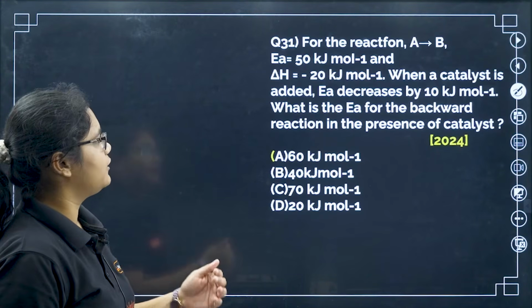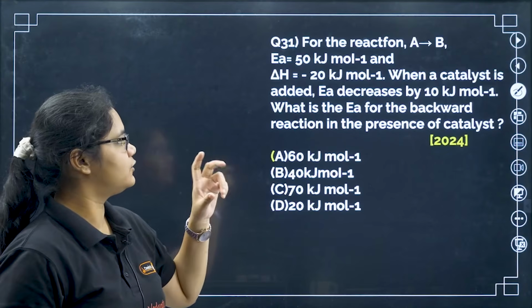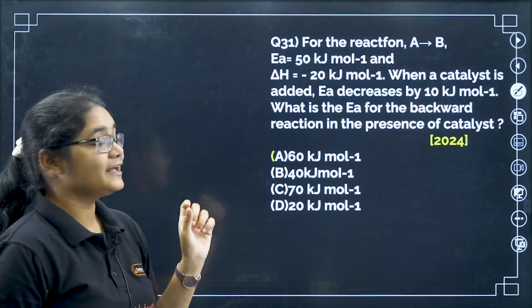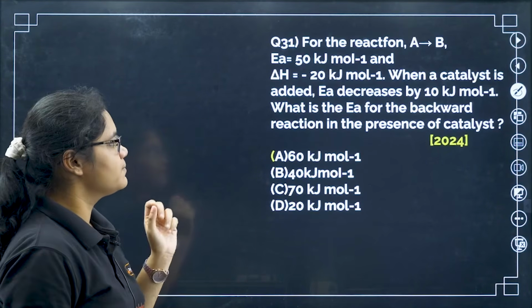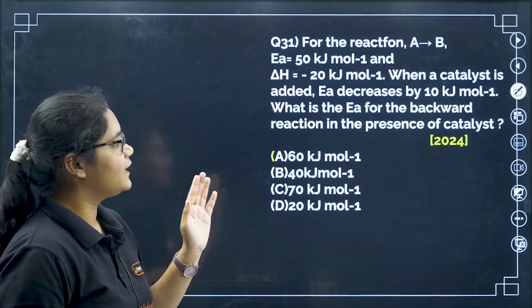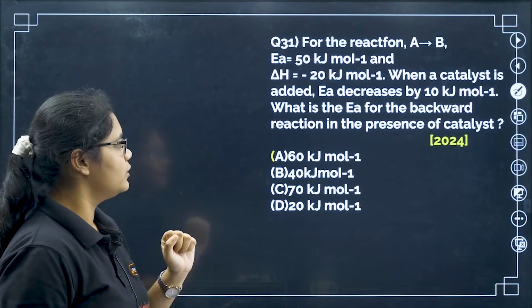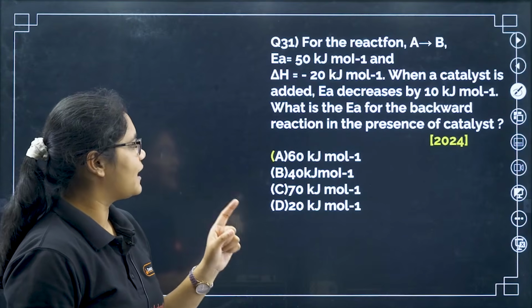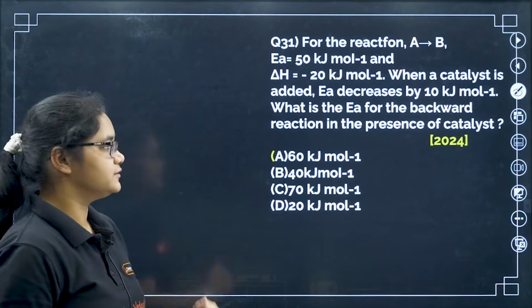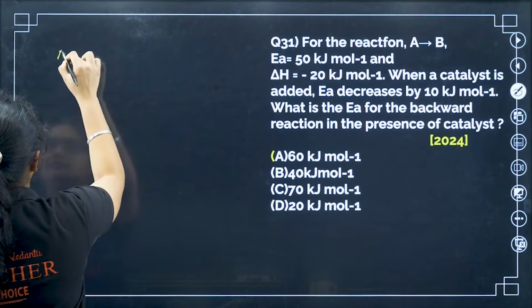For the reaction A to B, Ea is 50 kilojoule per mole and delta H is minus 20 kilojoule per mole. When a catalyst is added, Ea decreases by 10 kilojoule per mole. What is the Ea for the backward reaction in presence of the catalyst? Okay, so we have a forward reaction A to B.